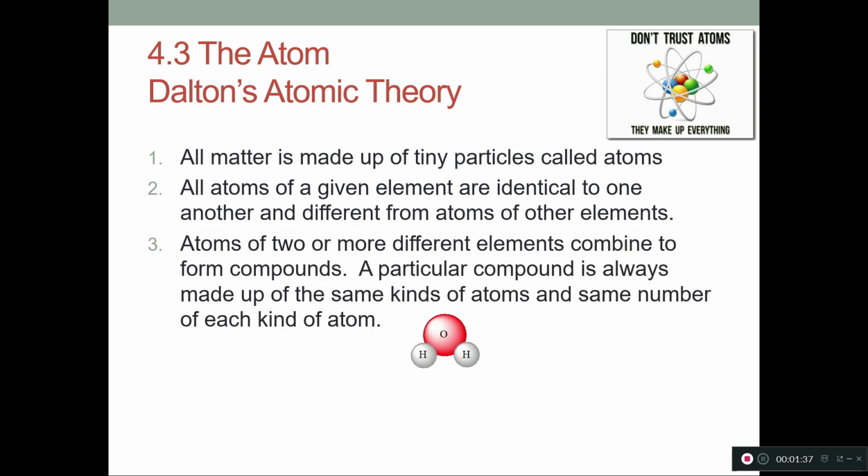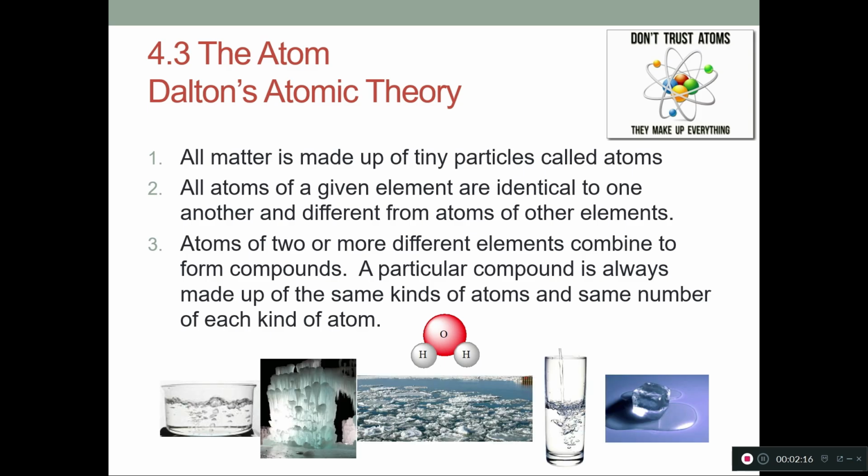The third postulate was that atoms of two or more different elements combine to form compounds. A particular compound is always made up of the same kinds of atoms and the same number of each kind. So, for instance, water is always made out of oxygen and two hydrogens. It's always those two elements combined in those proportions. If it has different elements or different proportions, then it is not water. Water is defined by the fact that it is made out of one oxygen and two hydrogens, regardless of what phase the water is in.